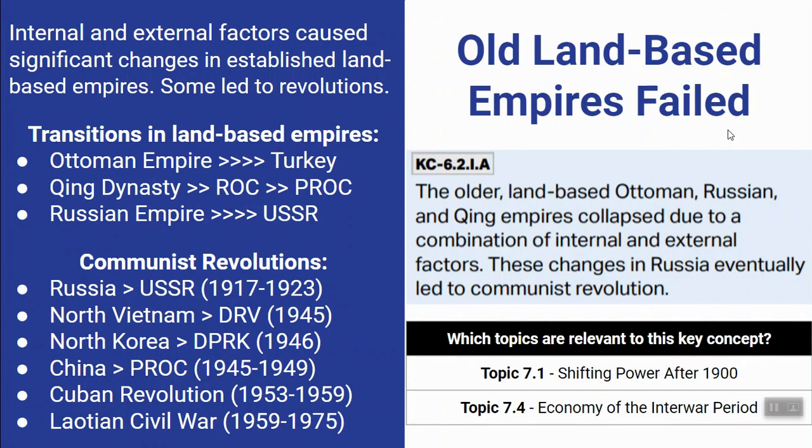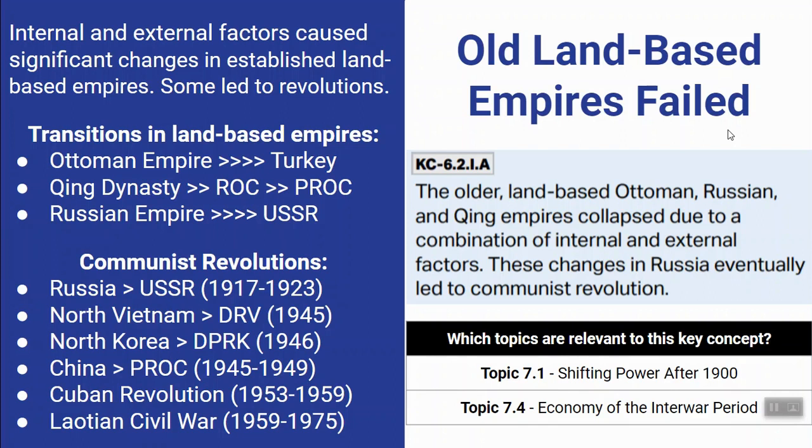So the important transitions that we're talking about here are really the Ottoman Empire's transition into the Republic of Turkey, the Qing dynasty, which transitioned first to the Republic of China, and then later to the People's Republic of China, the communist state that exists today, but with the kind of asterisk that the Republic of China still does exist in a sense. The Russian Empire's transition to becoming the USSR is the last example here from the CED.